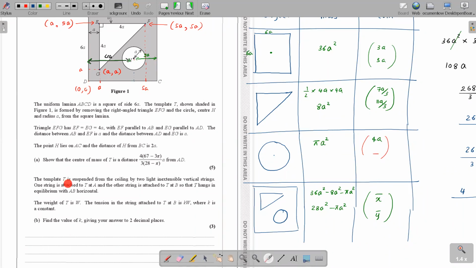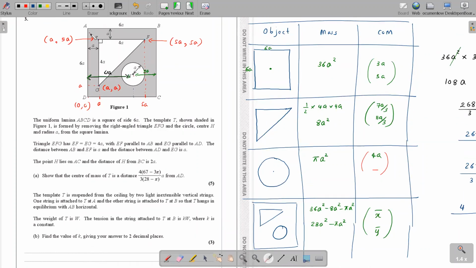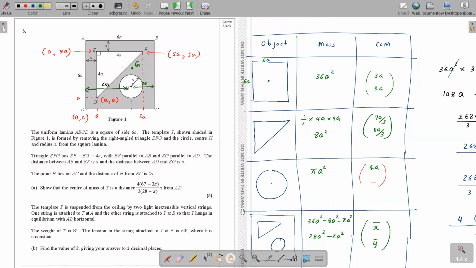The template T is suspended from the ceiling by 2 light inextensible vertical strings. One string is attached to T at A, and the other string is attached to T at B, so that T hangs in equilibrium with AB horizontal. Now your center of mass is somewhere, let's say it's somewhere over here. So it's not exactly in the middle. This is the center of mass, but you are going to hang this from 2 strings, one string at A, the other string at B.